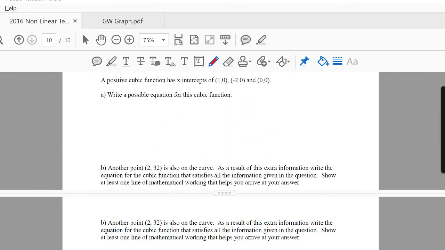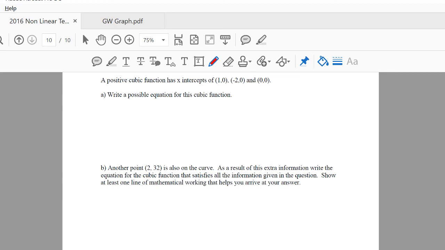Right, a positive cubic function has intercepts there, there, and there. Write a possible equation. Right, so this is the cubics we're talking about that have the intercepts. So this is going to be 3 sets of brackets. So the first one, x as 1, is going to be x minus 1. The next intercept being at -2 is going to be x plus 2. And the third one at 0, 0 is actually going to be x minus 0, which we can just write as x. So often we'll actually put that at the front. So x, x minus 1, x plus 2, that would be a possible answer to that.